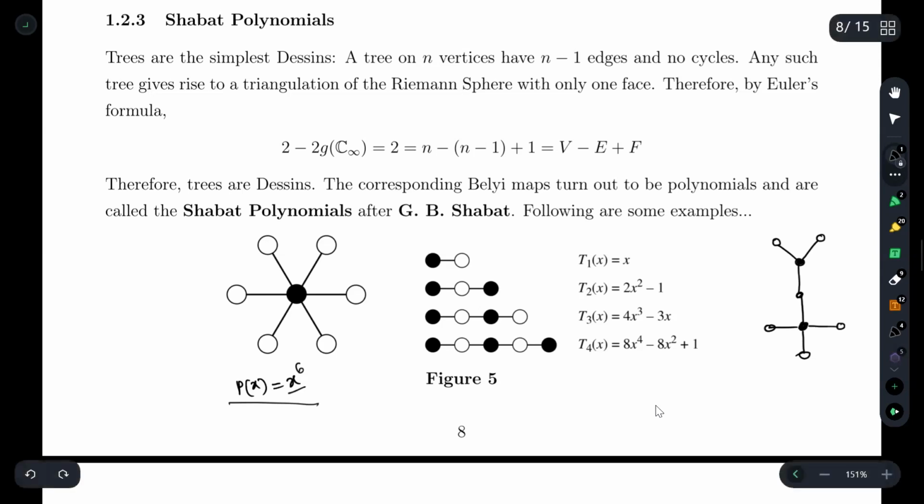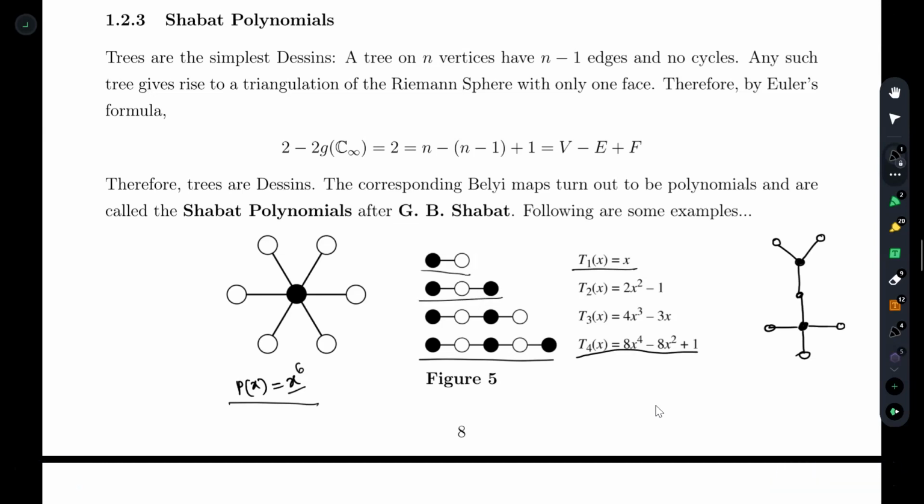And here are two simplest examples. In fact, these are called the Chebyshev polynomials. So all the Chebyshev polynomials are Shabat polynomials of these types of graphs. For example, this simple tree with two vertices is the first Chebyshev polynomial. The three-vertex tree is the second Chebyshev polynomial, and like that.